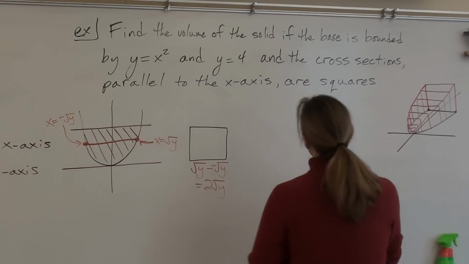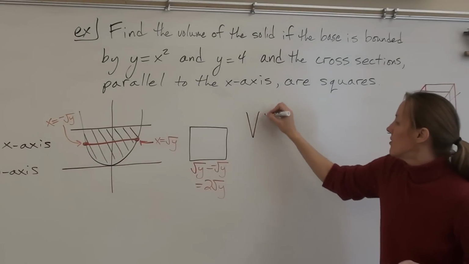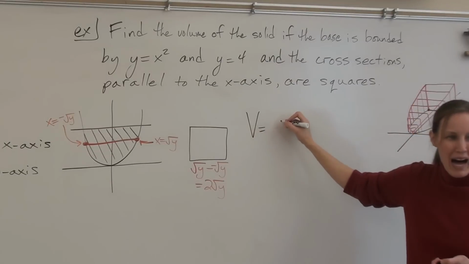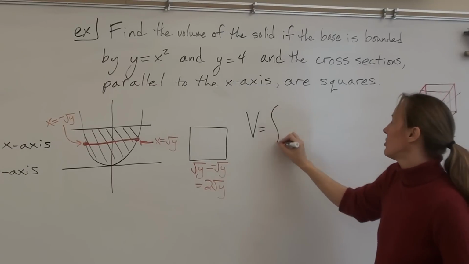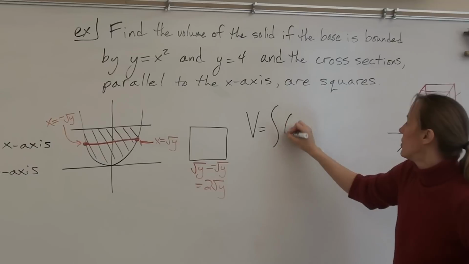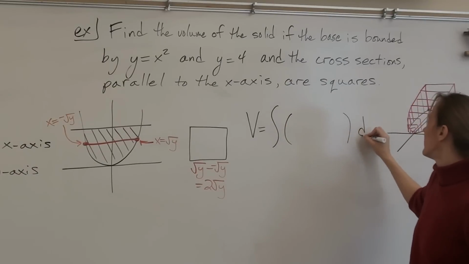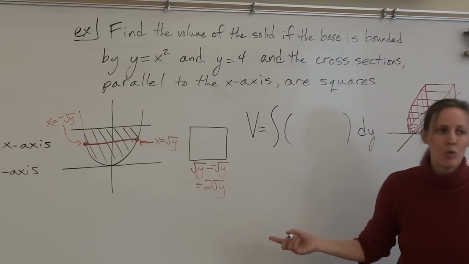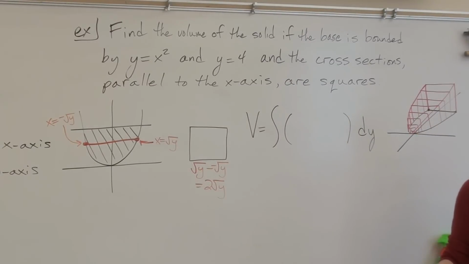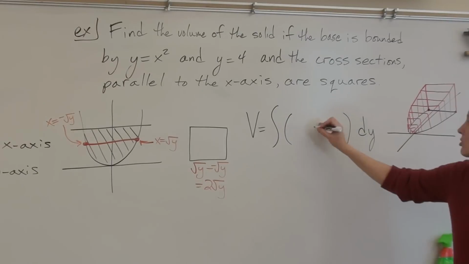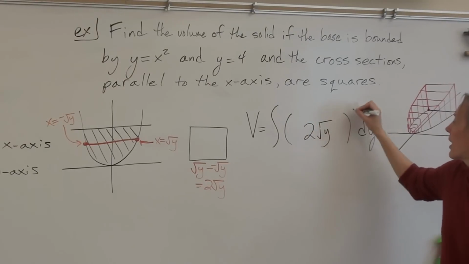All right, let's write a formula for volume. Volume equals, is there a pi? No, because that would be, if it was circles, pi r squared. But these aren't circles, these are squares. So the side of the square is 2 root y. What's the area of the square then? Side squared, so 2 root y squared.